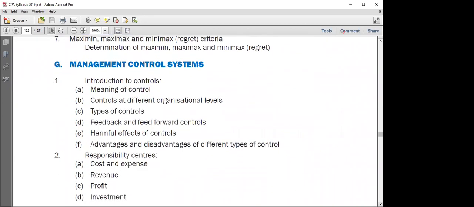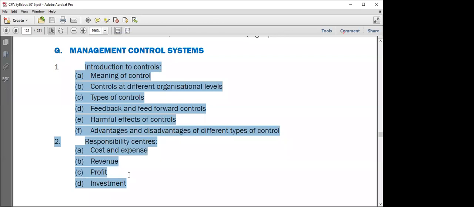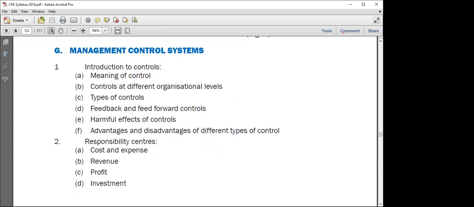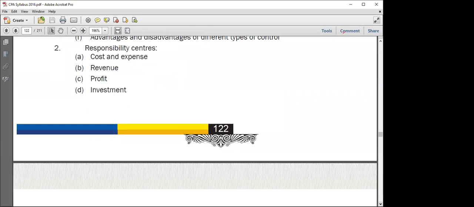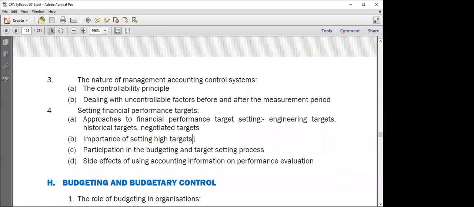And then the management control systems. This paper is MDC, management decision and control. So we shall get down into management control systems. This is whole theory, trying to understand what kind of controls organizations put up. Controls could be around employees, social, culture, or they could be revenue-based controls, like profit margins and whatever it is. We shall also try to understand the harmful effects of controls. When you put controls, sometimes there is demotivation of staff, because they just want to work freely. Then there are things to do with setting targets, and the budgeting and target-setting process. This is a theoretical topic, and most of the questions that come out of it are theory-based.